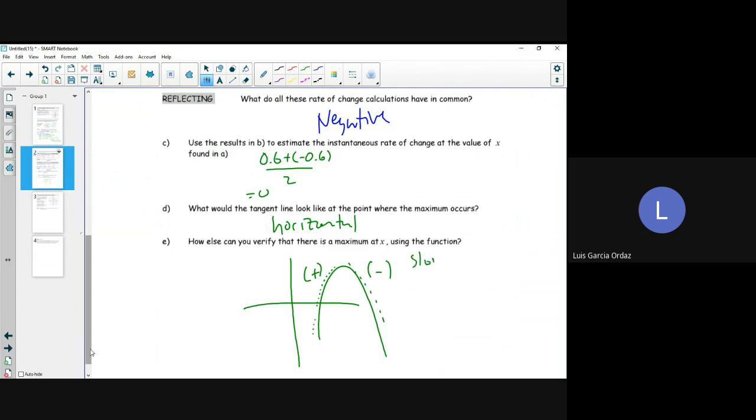So slope of tangent at vertex is always 0.